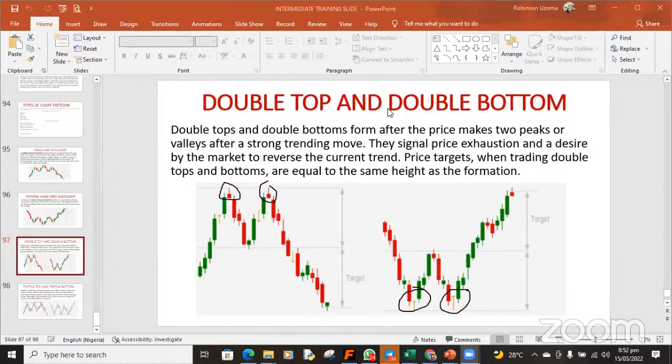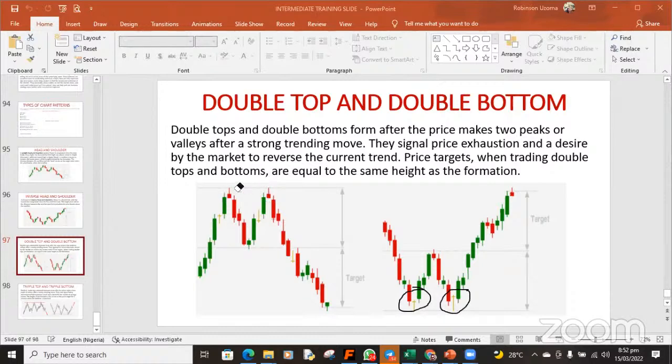Now, the textbook is saying that these two tops or these two bottoms will be equal. But I'm telling you that in real life situations, in engineering, we say ideal. In ideal conditions, everything is perfect. But in real life, nothing is perfect. It's only God that is perfect. So when you go to the chart, you cannot see anything perfect.